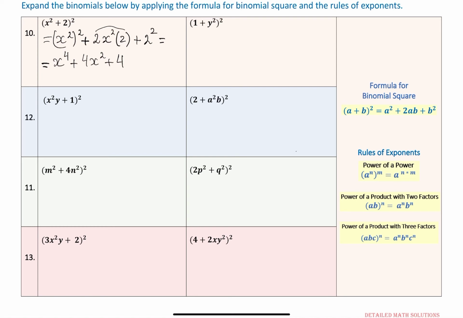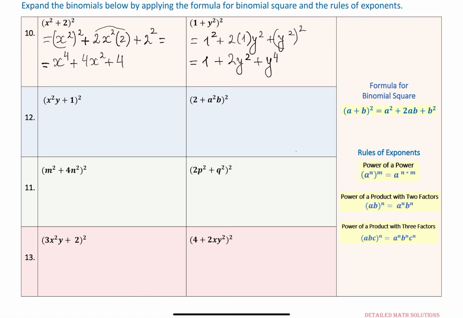Next exercise, (1 + y²)² equals 1² + 2 times 1 y² + (y²)². This equals 1 + 2y² + (y²)². We multiply the exponents. This equals y⁴.